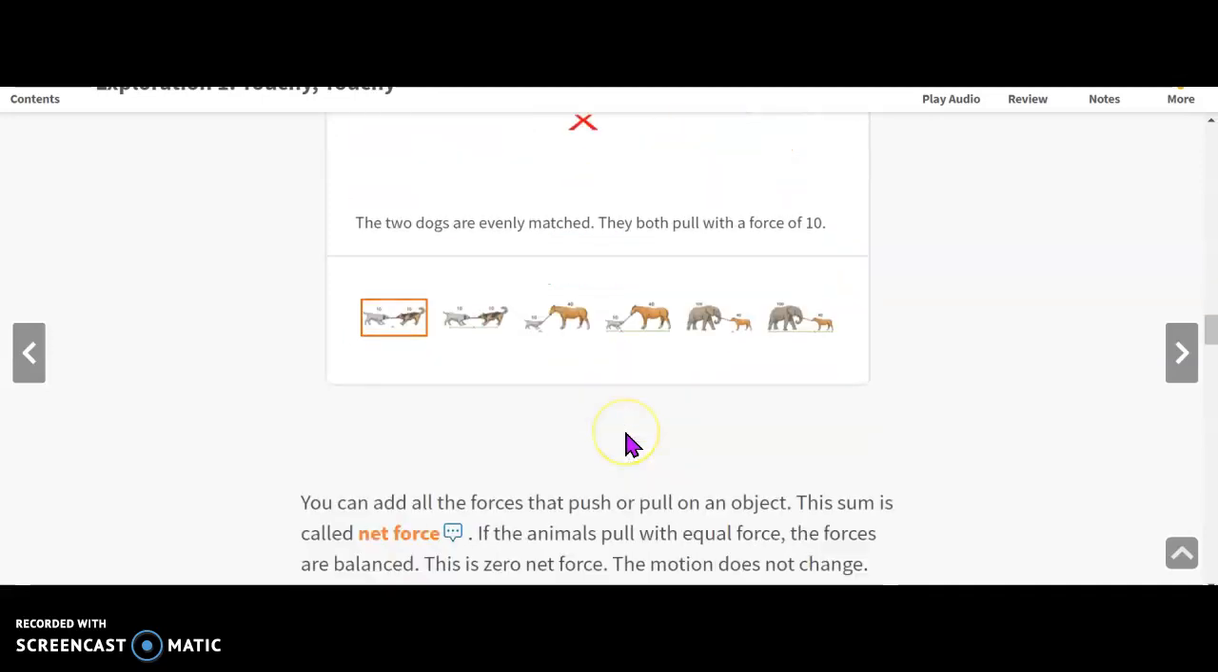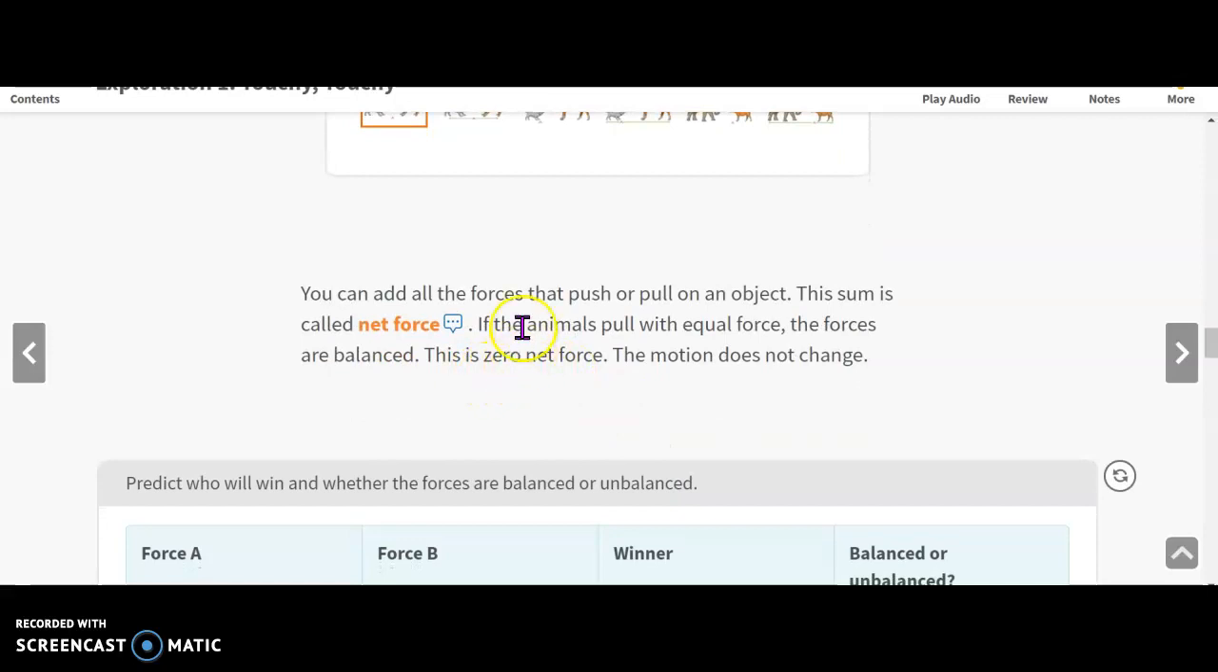Their force is 0 because no one is moving. They're balanced. So I'll say that again. If the animals pull with equal force, the forces are balanced. This is 0 net force. The motion does not change.